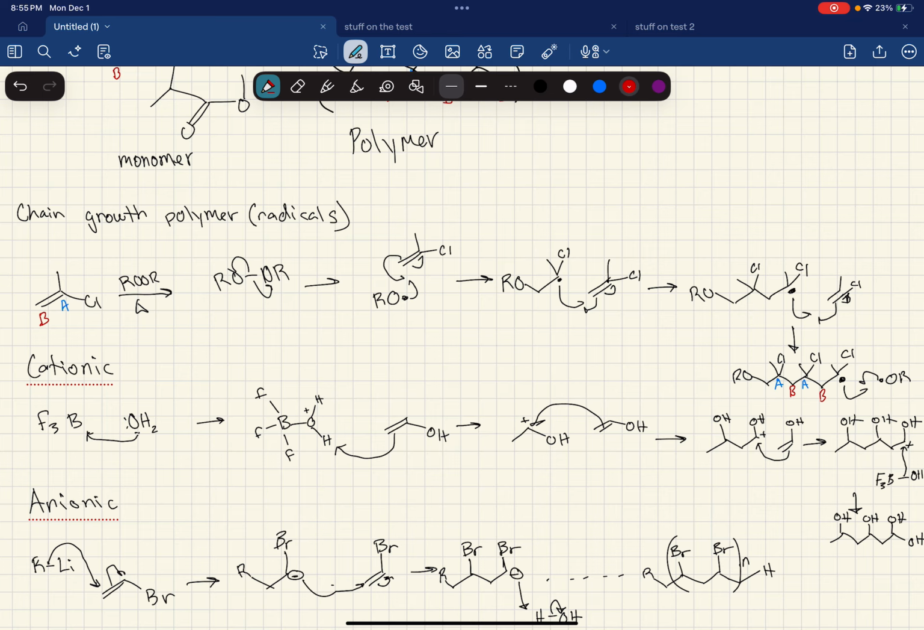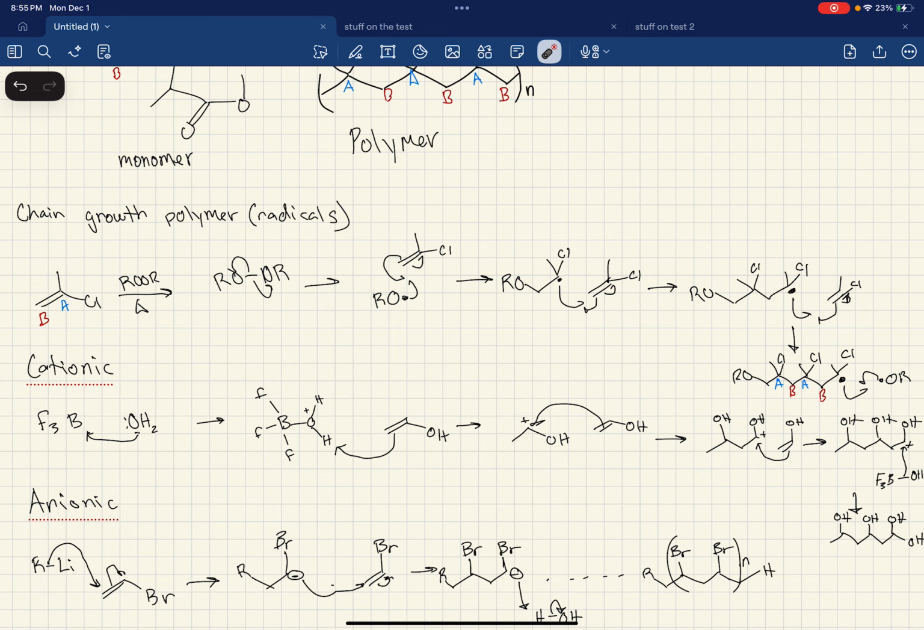Cool. So chain growth polymer, or polymerization, is through the radicals. You start with the peroxide and heat to start it, and then the peroxide reacts with that double bond and forms the radical onto the more substituted carbon, which is going to do that same thing with another of the same molecule. And it's just going to keep going like that over and over again into infinity.